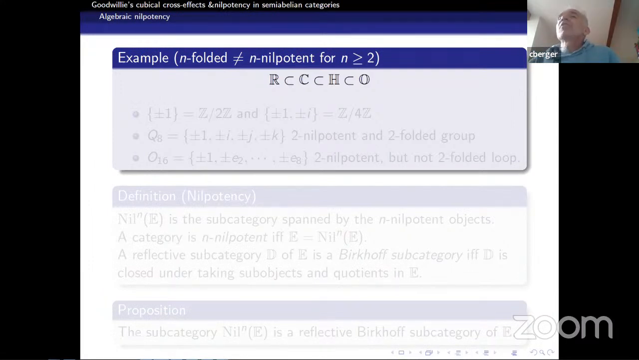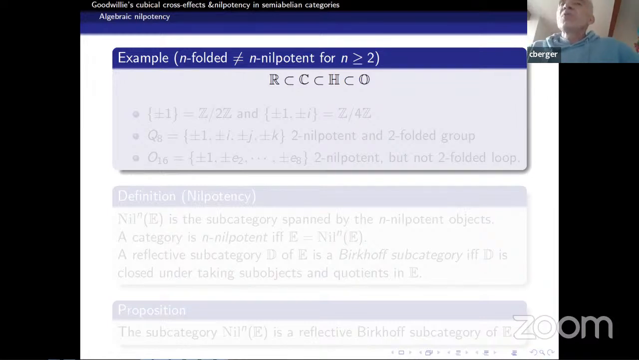So this happens not for n equals 1, because for n equals 1, one folded and one nilpotent is just abelian. But there is a quite nice example for an object which is two nilpotent, but not two folded. It has to do with division algebras over R, where you certainly know that there are not so many if you put some other conditions on it. So you have the reals, the complex numbers, the quaternions, and the Cayley octaves.